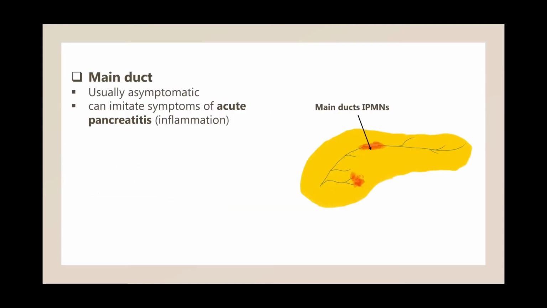The main duct of an IPMN can also be asymptomatic, but many times it can imitate symptoms of acute pancreatitis, which basically means inflammation of the pancreas. High mucinous fluid builds and it obstructs the pancreatic duct.